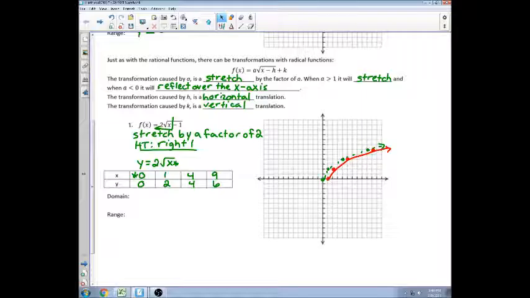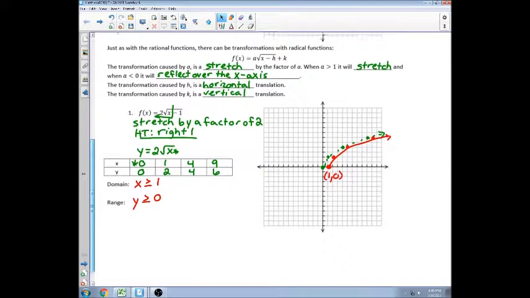Okay? So now I have to figure out my domain and range. So I want to find the value or the coordinates of that point. It's 1, 0. So my domain will be x is greater than or equal to 1. My y would be y is greater than or equal to 0. That works when I go up and to the right. It's always going to be greater than or equal to if it's up and to the right. Okay? Let's go ahead and move to number 2.